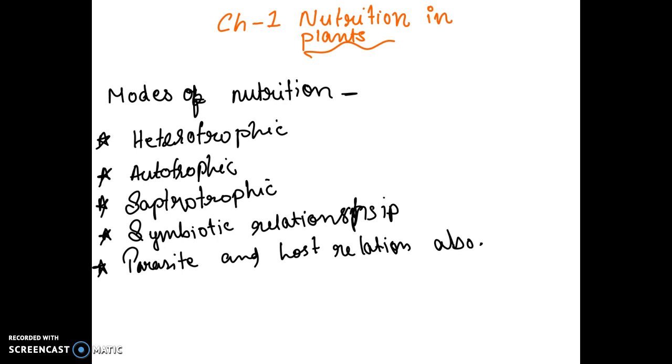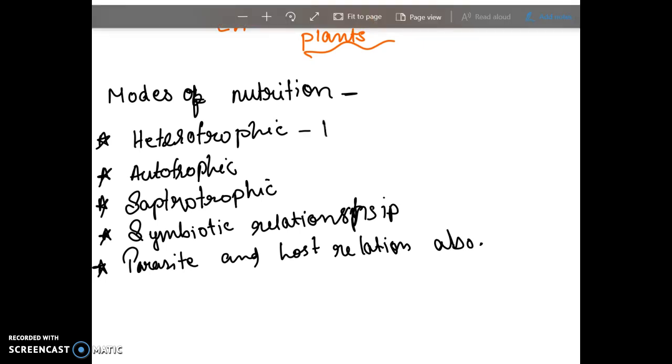Heterotrophic mode of nutrition basically means that the mode of nutrition in which organisms derive food and nutrients from other organisms like plants. Like we humans, we don't make our own food. We derive food from plants or animals which eat plants. But animals are also heterotrophic. So the best example for us is humans.